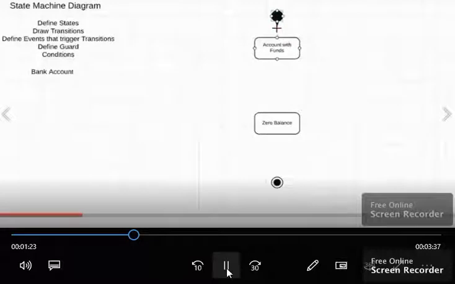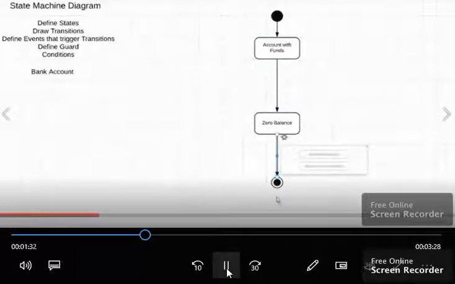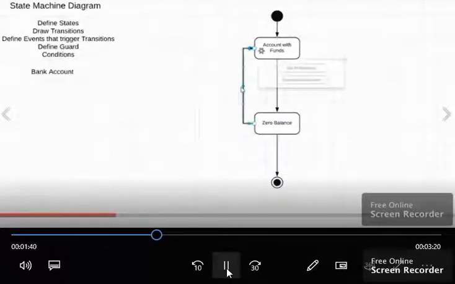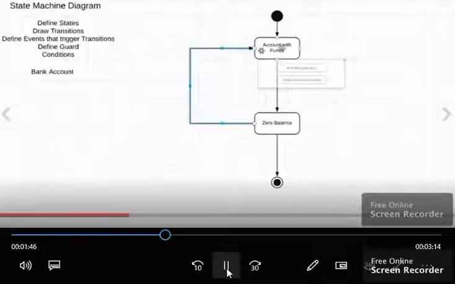Next, we'll be defining the transitions. So from the initial state to the account with funds state, then we'll transit from account with funds state to zero balance state if we withdraw all the funds. If we put some funds, then we would move from zero balance state to account with fund state. Fine. So this is nothing but transition.